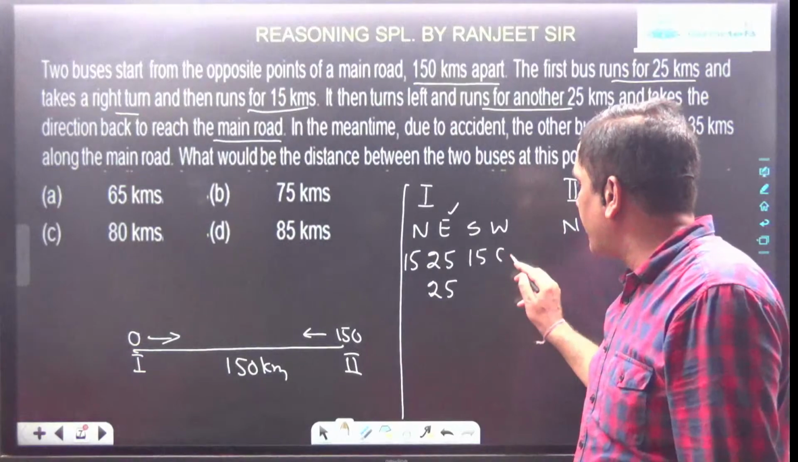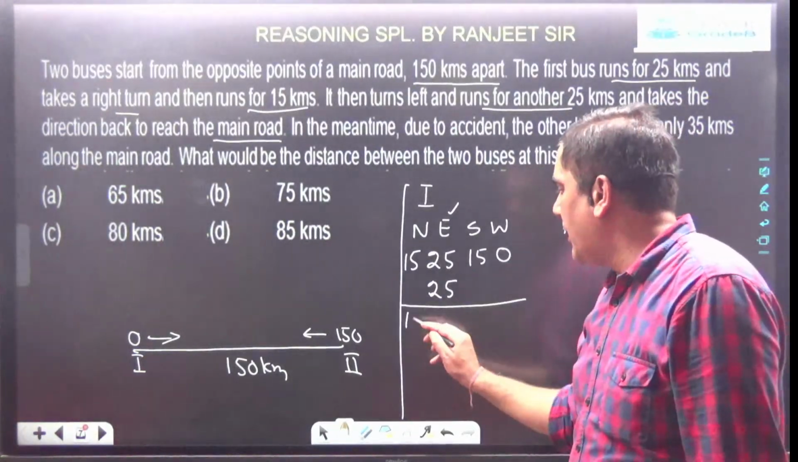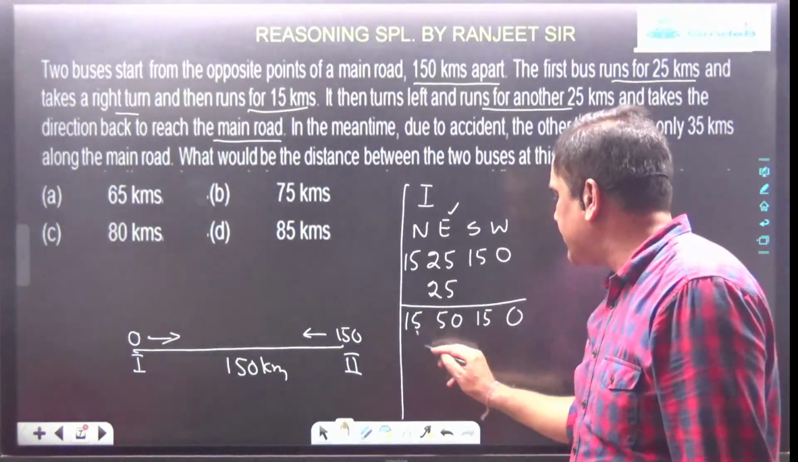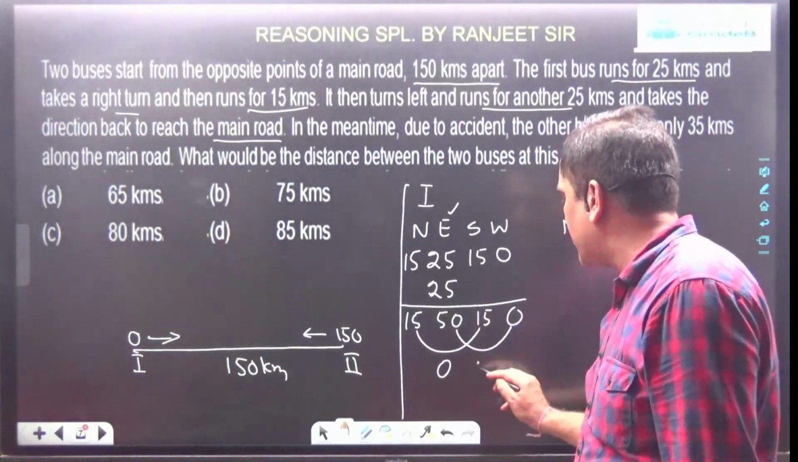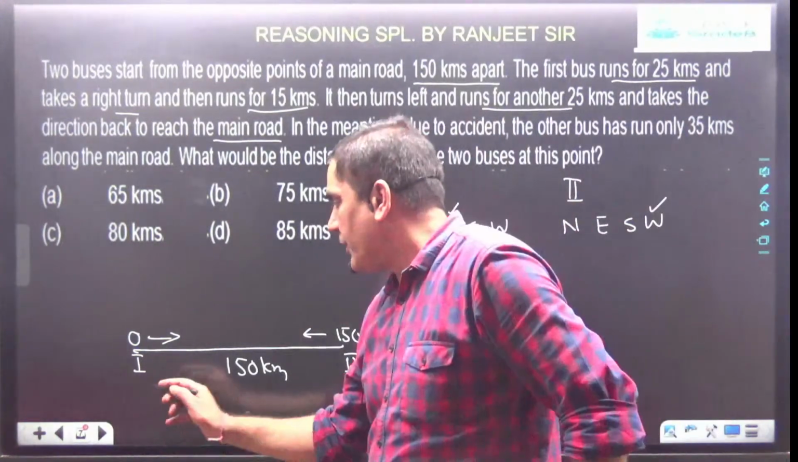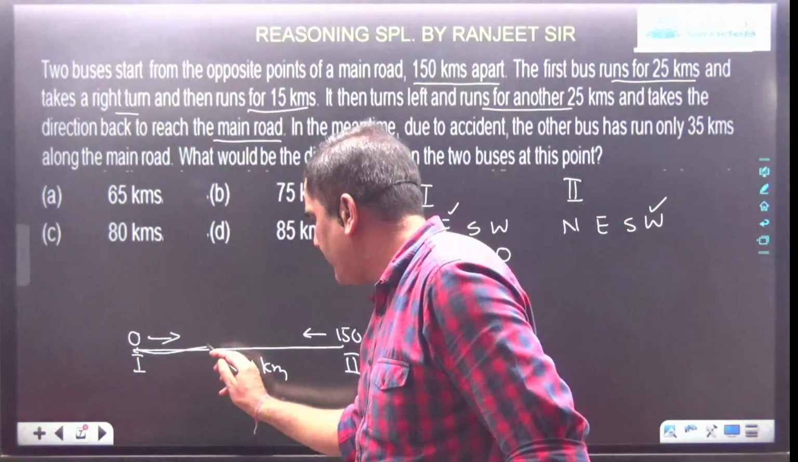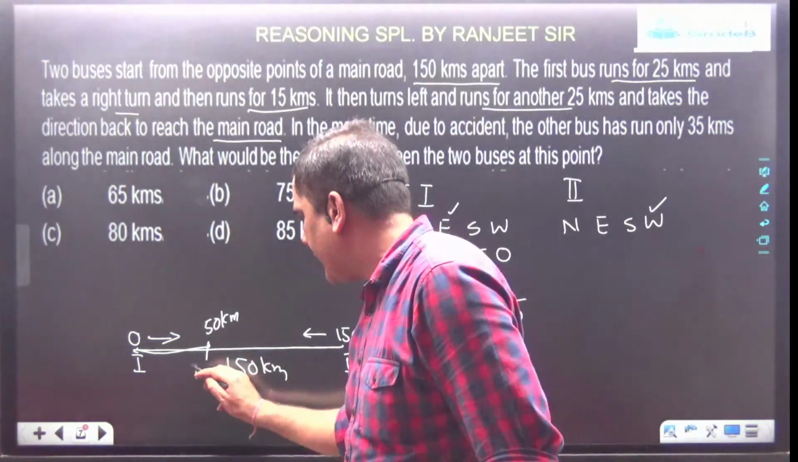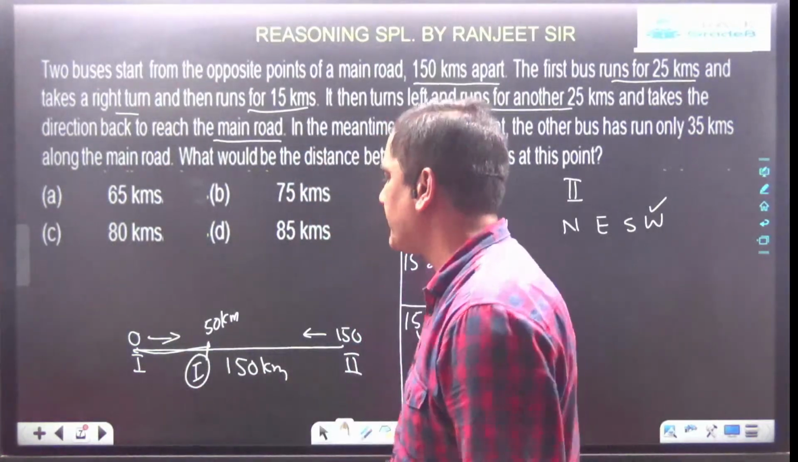So this is the story for the first bus. Comes out to be how much? 15, 50, 15 and 0. This comes out to be 0 and this comes out to be 50 east. East means what? Right. Means the bus will go right 50 kilometer. So the first bus will be over here at 50 kilometer. Clear?